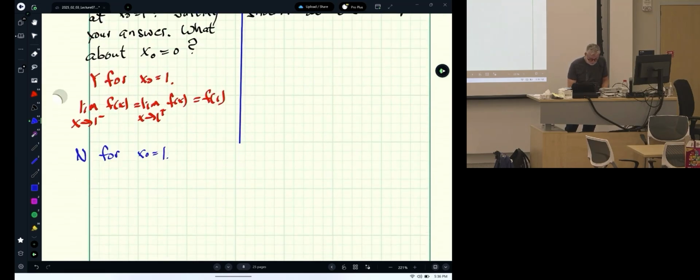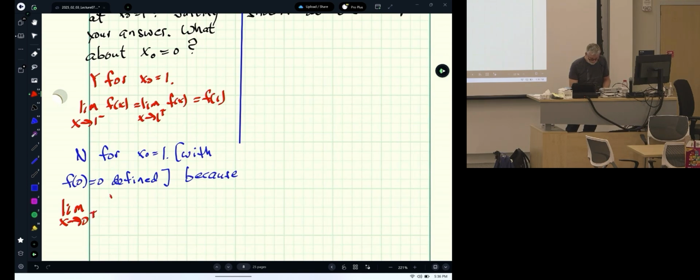So it's no for x0 equals 0, and this is with f at 0 equals 0 defined, because the limit as x approaches 0 through positive values of f of x is plus infinity, and that's certainly not equal to f at 0.